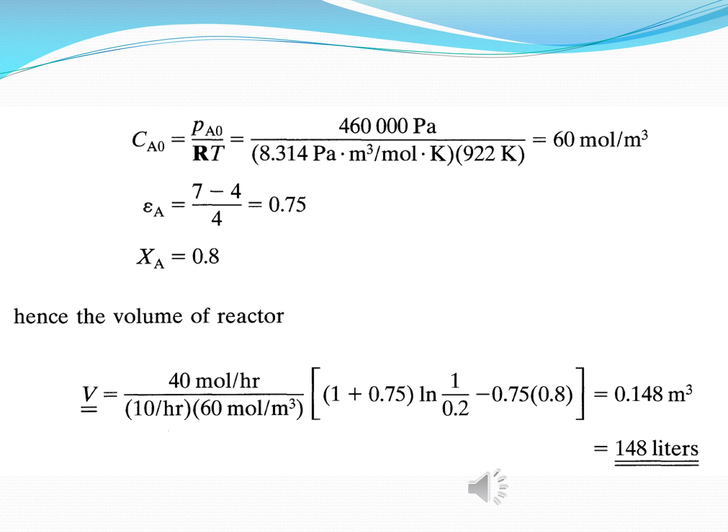For epsilon_A, you know that we have the expression 4A gives R plus 6S. In the products we have 6 plus 1, so 7 total stoichiometric coefficient, and in the reactant we have 4. So 7 minus 4 over 4 gives you 0.75. So it's a varying density case, epsilon_A is not equal to 0, and conversion is 0.8. You put all these values in that expression and you get the final answer. So for this conversion of 0.8 for the first order reaction, we get the volume of the plug flow reactor equal to 148 liters.